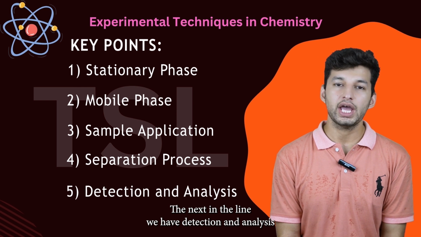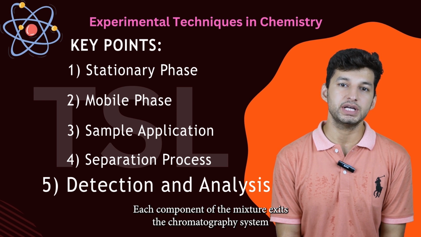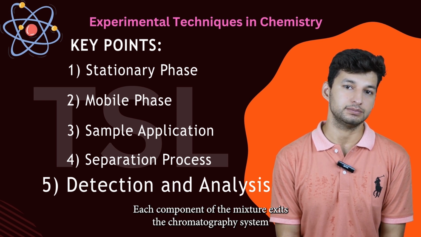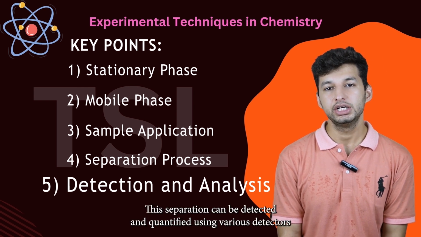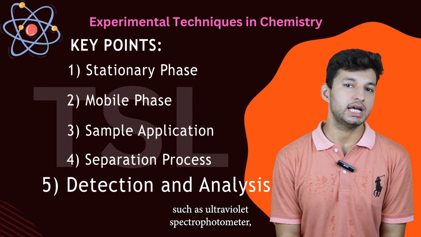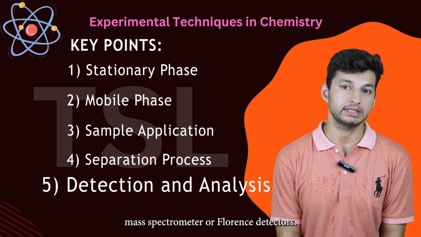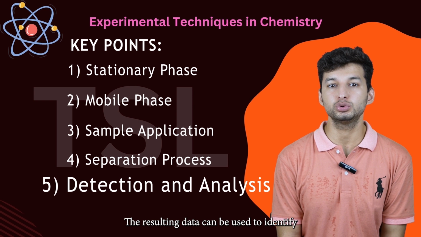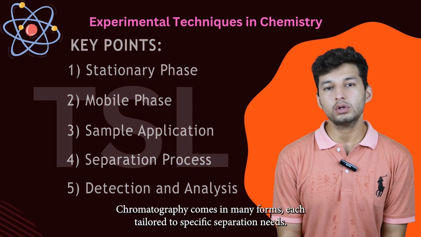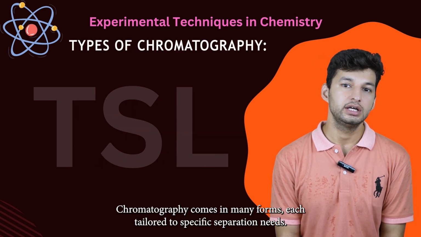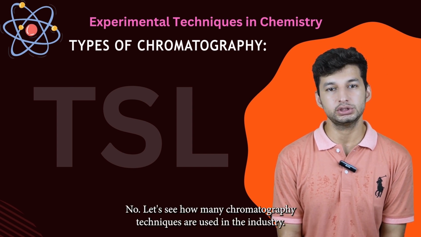The next in line is detection and analysis. After separation, each component of the mixture exits the chromatography system at different times. This separation can be detected and quantified using various detectors, such as an ultraviolet spectrophotometer, mass spectrometer, or fluorescence detectors. The resulting data can be used to identify and quantify the components of the mixture. Chromatography comes in many forms, each tailored to specific separation needs. Now let's see how many chromatography techniques are used in the industry.